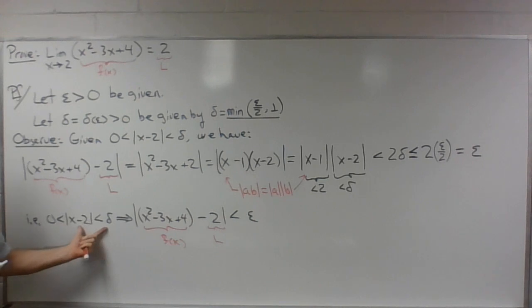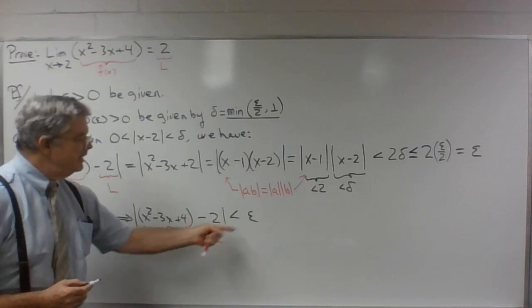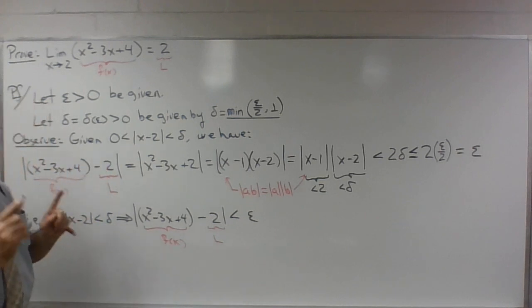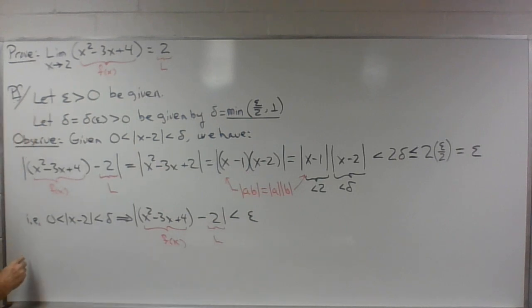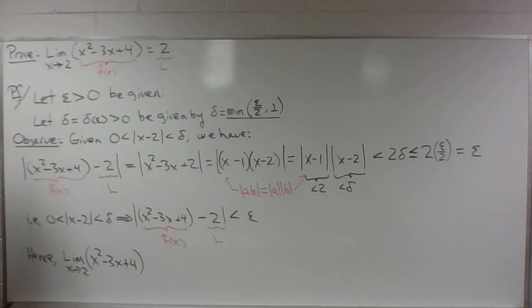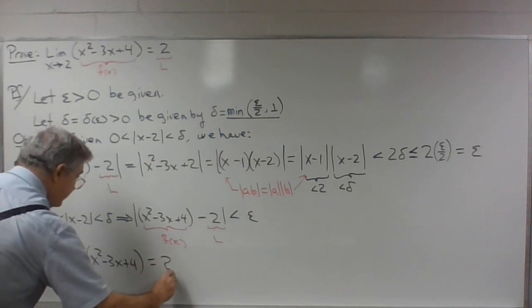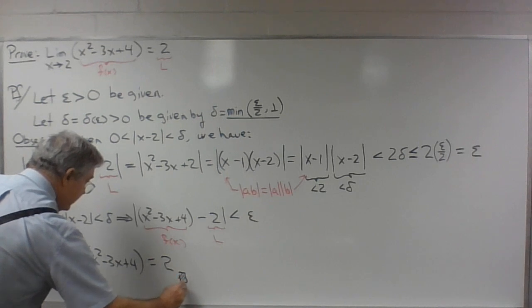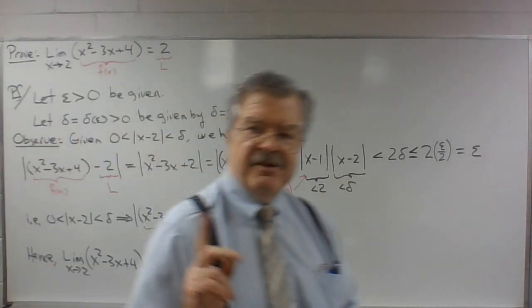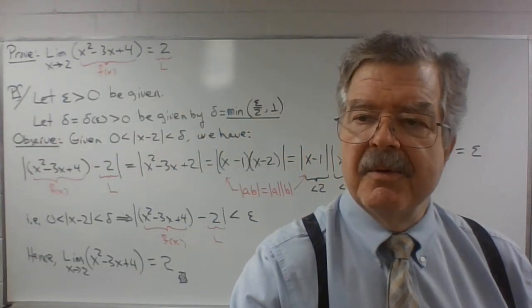They showed absolute value of x minus 2 less than delta. It implies absolute value of f of x minus L is less than epsilon. Yes, I see it now. That's exactly what they did. Our readers are with us now. And so we can claim that we have proved what we set out to prove. Namely, that the limit as x approaches 2 of this function f of x equals x squared minus 3x plus 4 is equal to 2. Very good. That's our proof. Now time for another one.